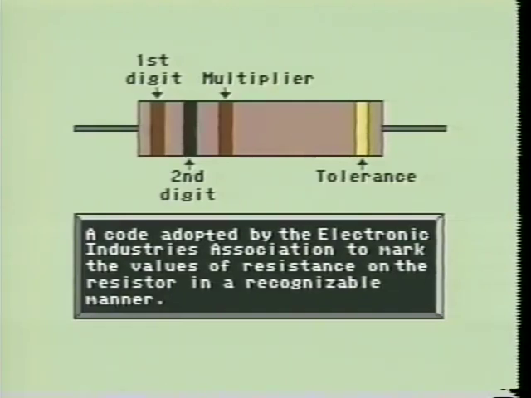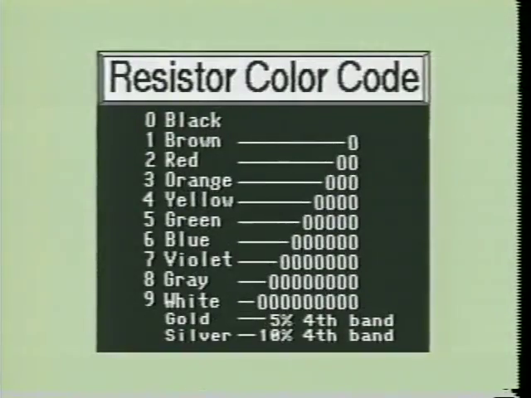By using the resistor color code, you can read the value of any coded resistor on a printed circuit board. If there is a fourth color band, it will be gold or silver. As you notice, the colors from 0 to 9 are black, brown, red, orange, yellow, green, blue, violet, gray, and white. I'll give you a moment to review this color code.